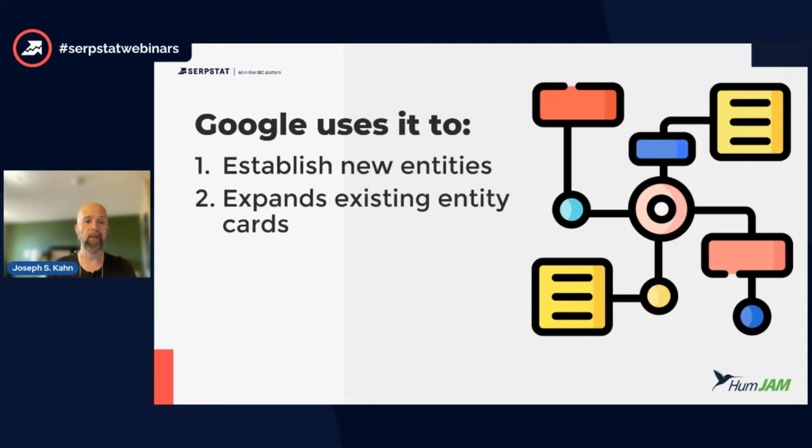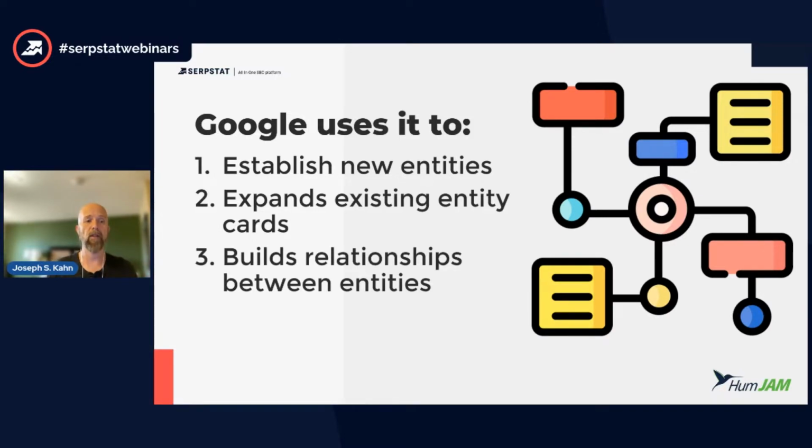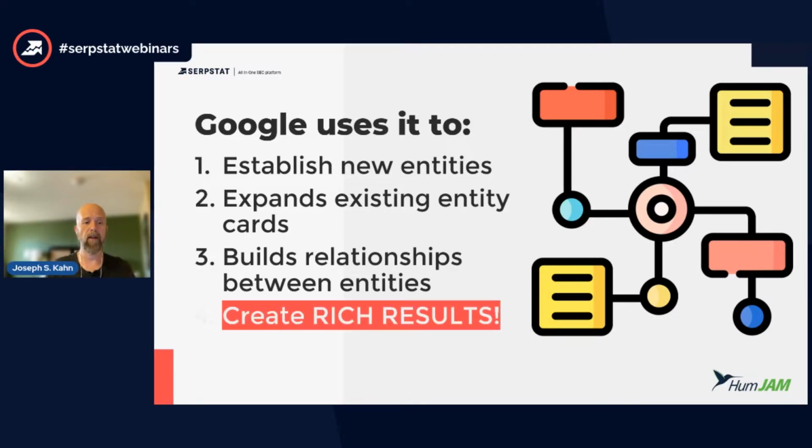So it establishes new entities, and it expands what is called an entity card, which your website, your business, who you are, those are entities. And it expands what those cards are and connects them. That's what Schema can also do. And it builds relationships between them. This connecting is what I'm talking about.